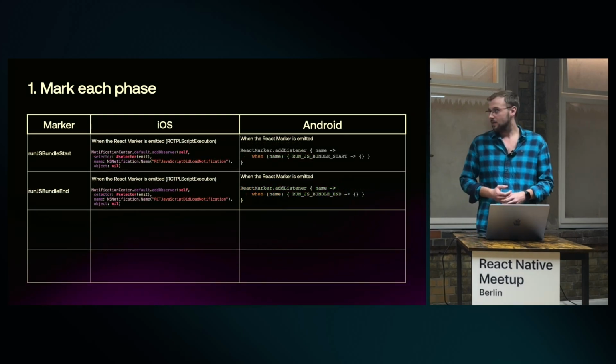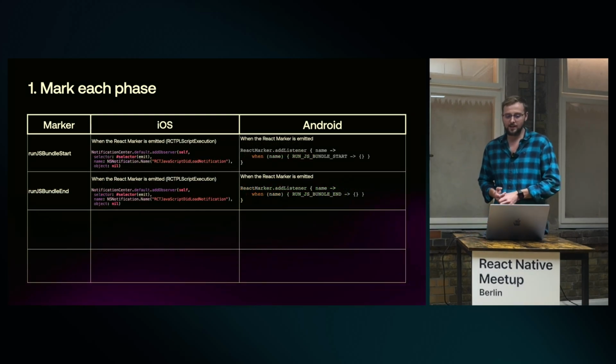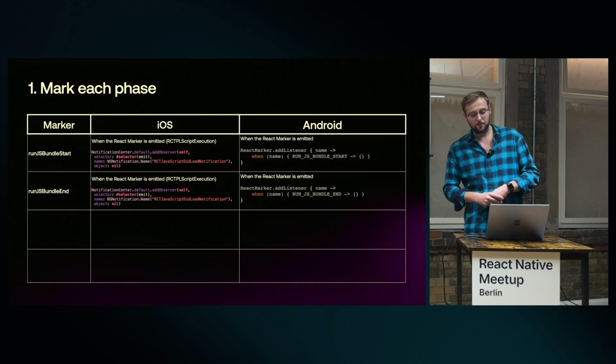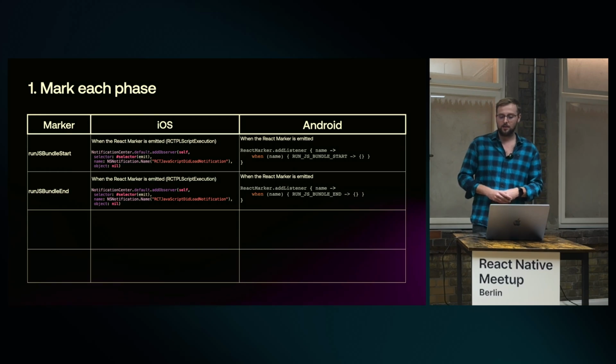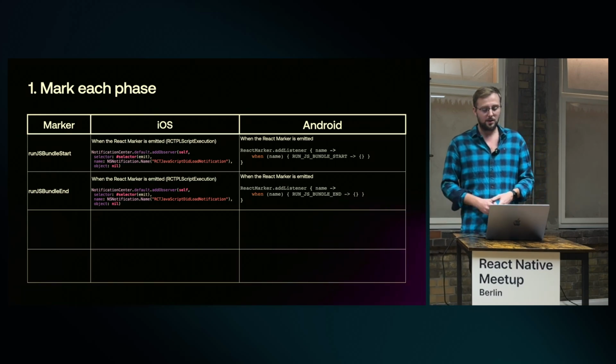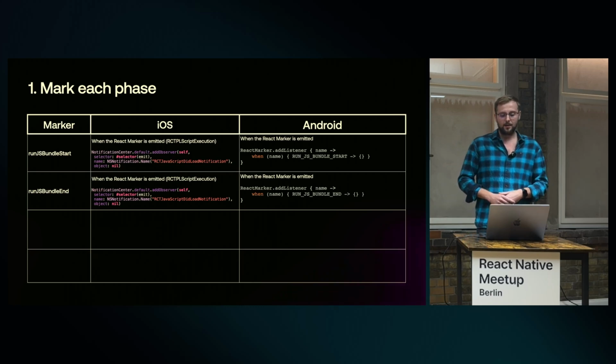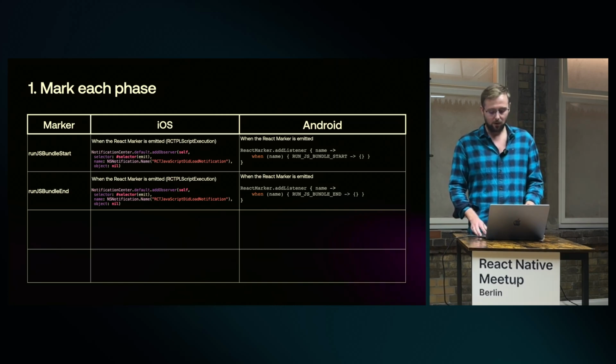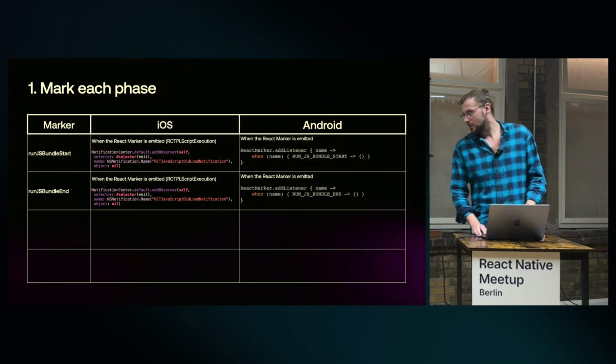Next, we have the events that are emitted by React Native Core, and they can be used to mark the beginning and the ending of the JavaScript loading. On iOS, we can use the Global Notification Center, and on Android, simply import ReactMarker from the core to listen for these events.